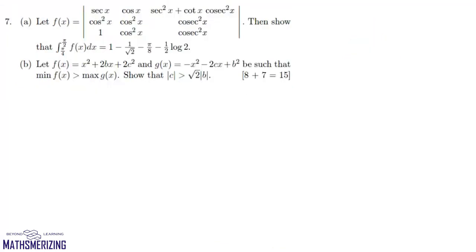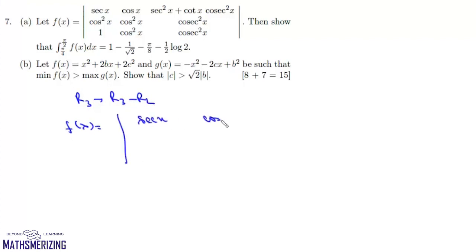Now seventh is, we are given this determinant and we need to show that this integral from pi by 4 to pi by 2 f(x) dx is 1 minus 1 by root 2 minus pi by 8 minus 1 by 2 log 2. Now for this integral, what we'll do is we'll write R3 as R3 minus R2.